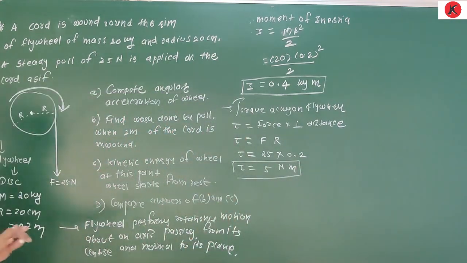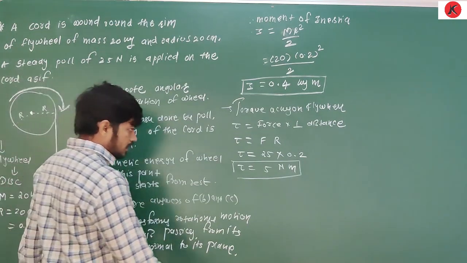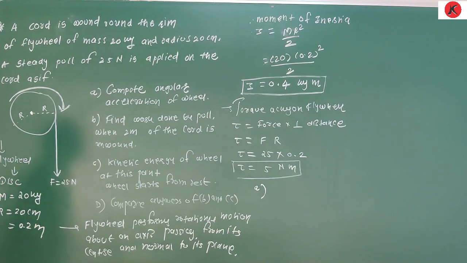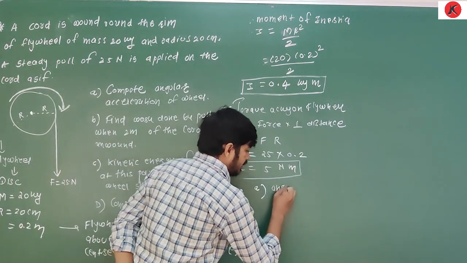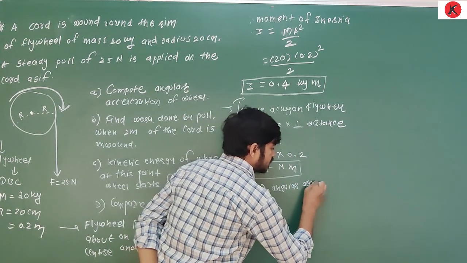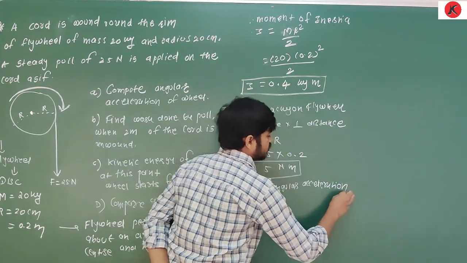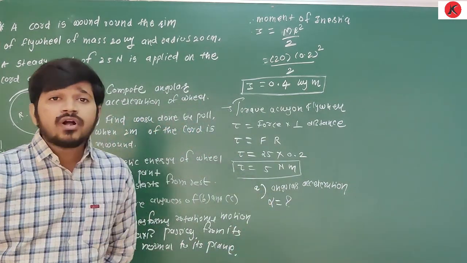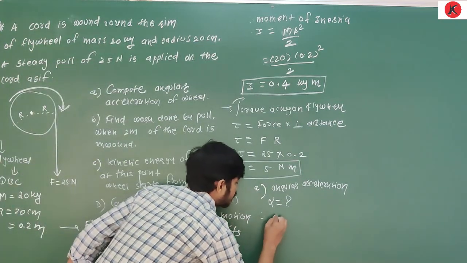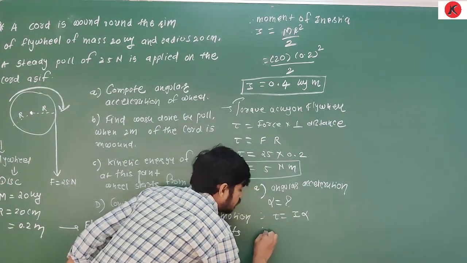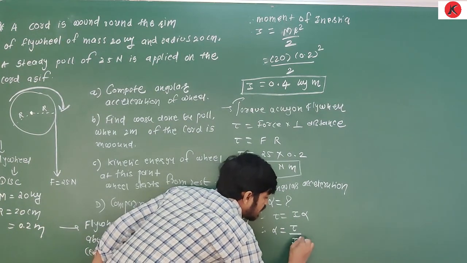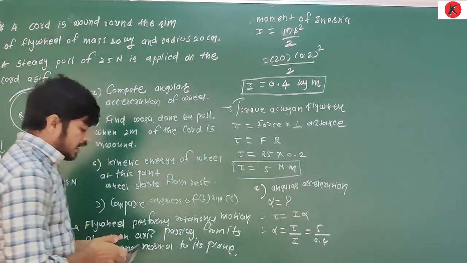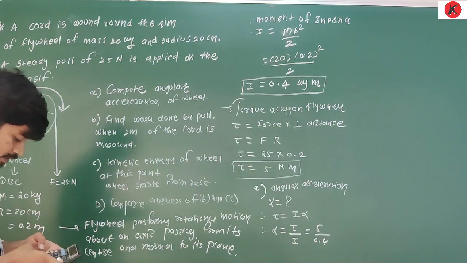Okay, now we will find our answers. First question, A: compute the angular acceleration. You have to find the angular acceleration alpha. So what is alpha equal to? See, there is a relation between tau, I and alpha. Tau is equal to I alpha. So therefore alpha is equal to tau upon I. Tau is 5 and I is 0.4. So 5 divided by 0.4.